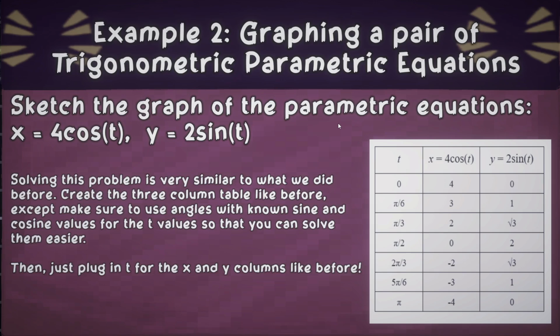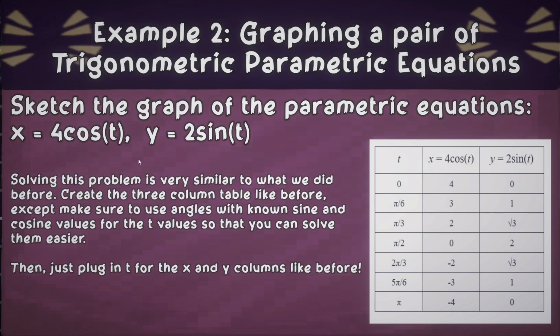And here's our next example, graphing a pair of trigonometric parametric equations. It's kind of a mouthful. Let's say we want to sketch the graph of these parametric equations, x equals 4 cosine of t, and y equals 2 sine of t. You can see here that it's not in the format that we had before of x of t and y of t. But functionally, they're very similar, so you don't really have to worry about it too much.